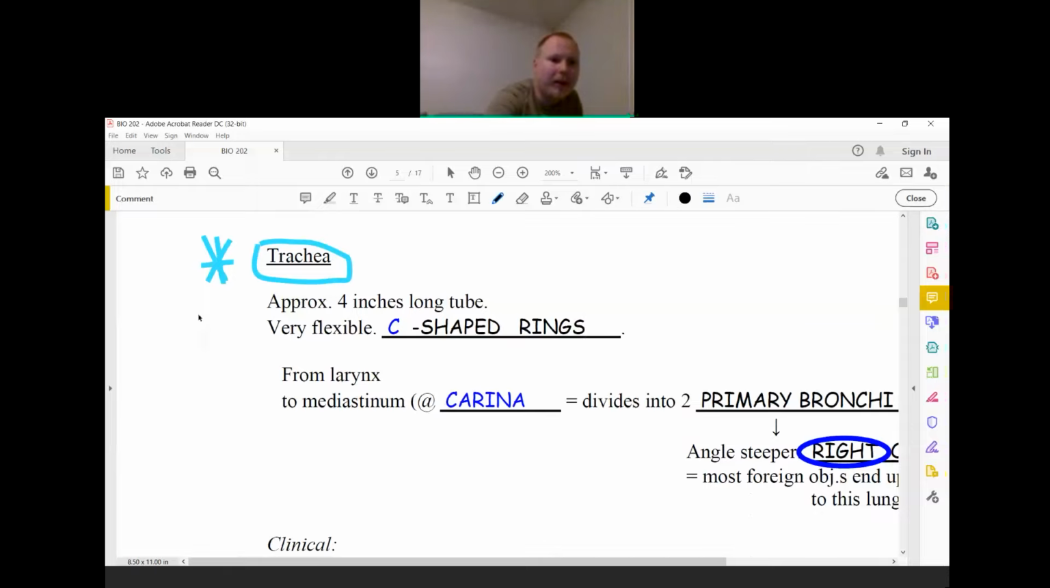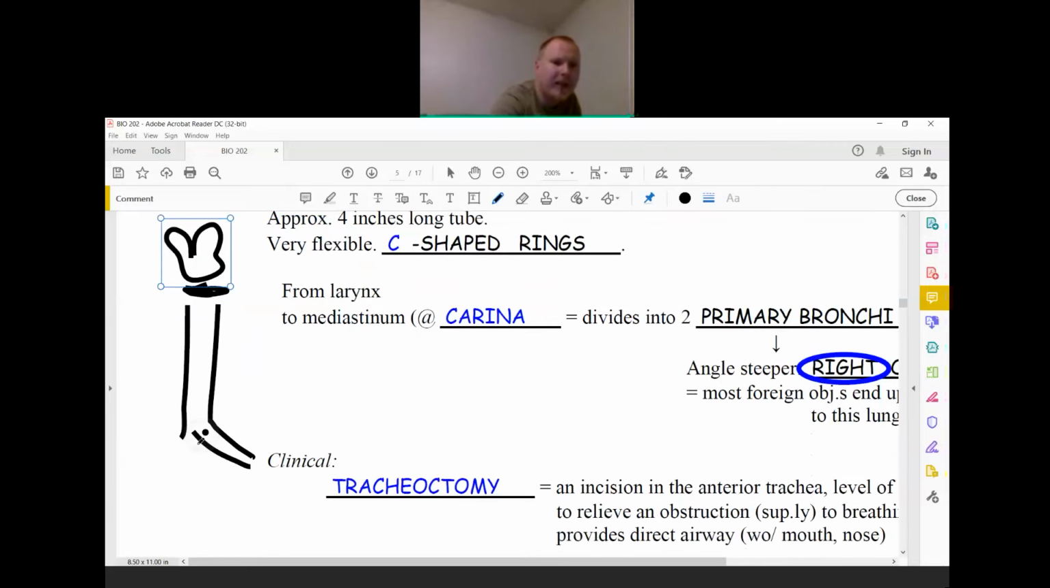So here we see the cricoid cartilage, and then we see the trachea running down, and it's going to divide into two branches, which are then going to enter into the lungs.